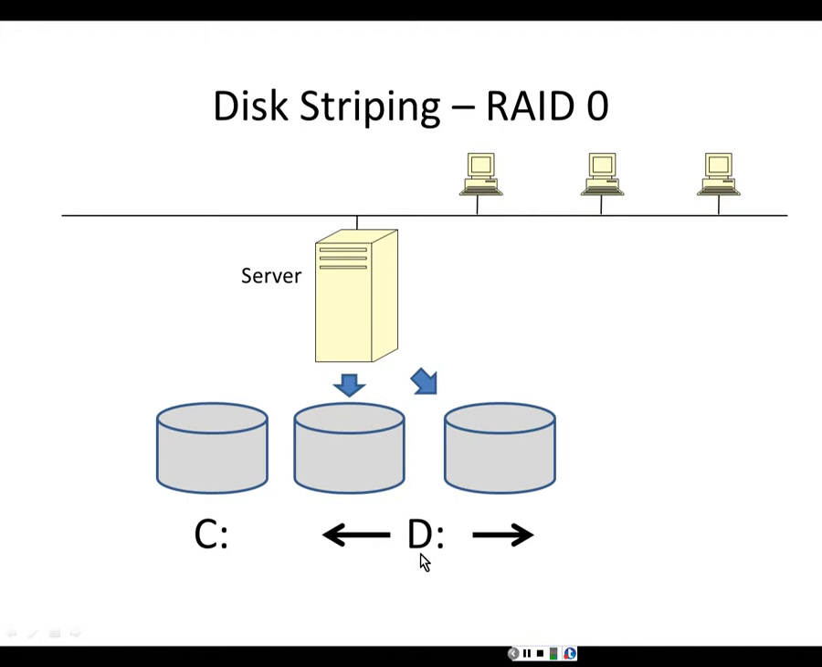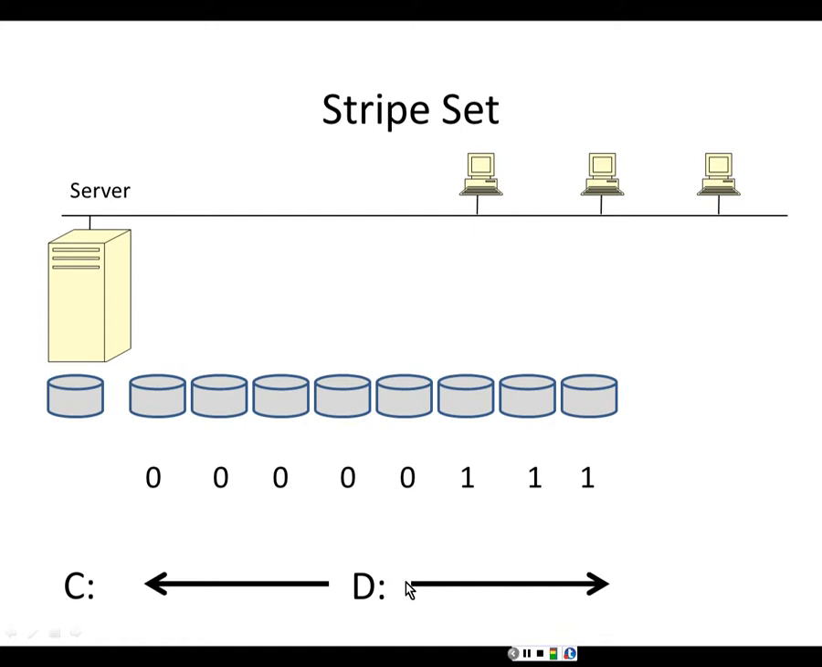You can stripe across 2 hard disks if you want. You can stripe across 8 hard disks if you want, in which case it's 8 times faster. Of the 8-bit byte, each bit is written to a separate hard disk simultaneously, and that increases speed by a factor of 8. That's called a stripe set.